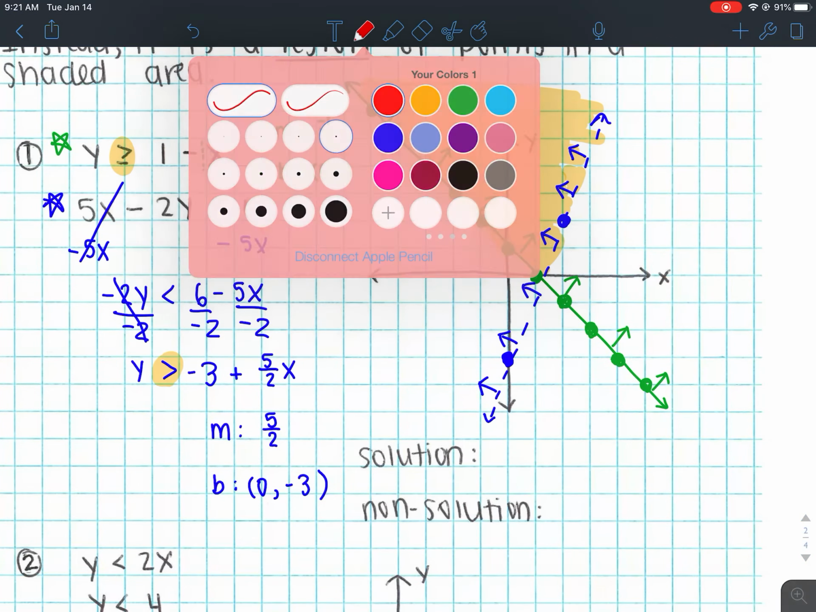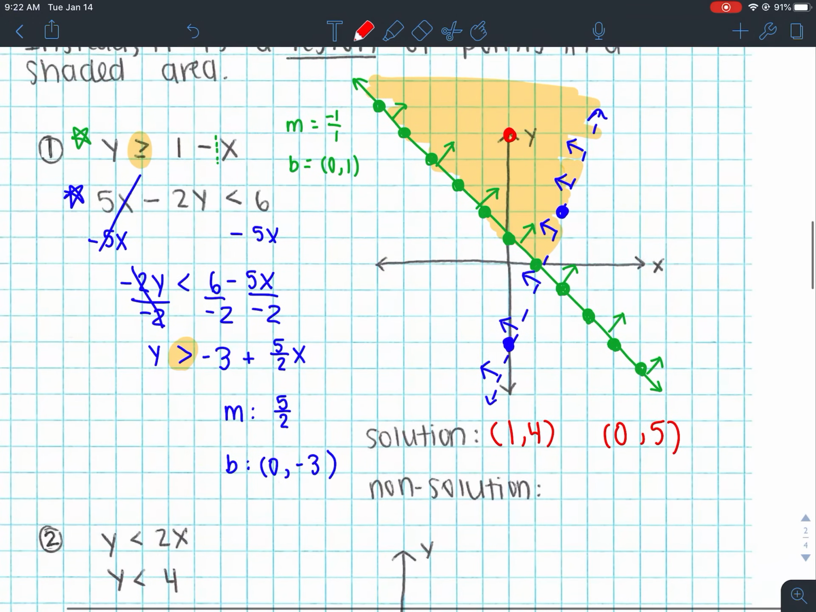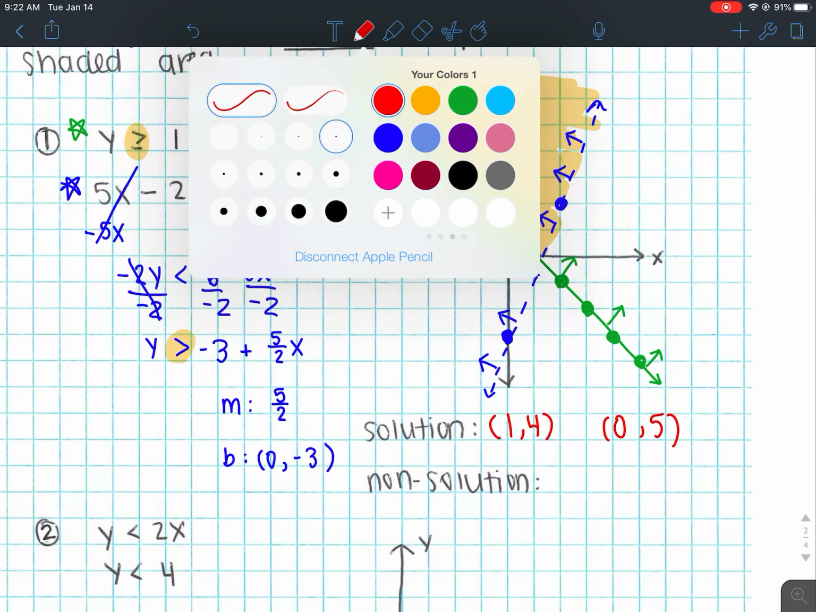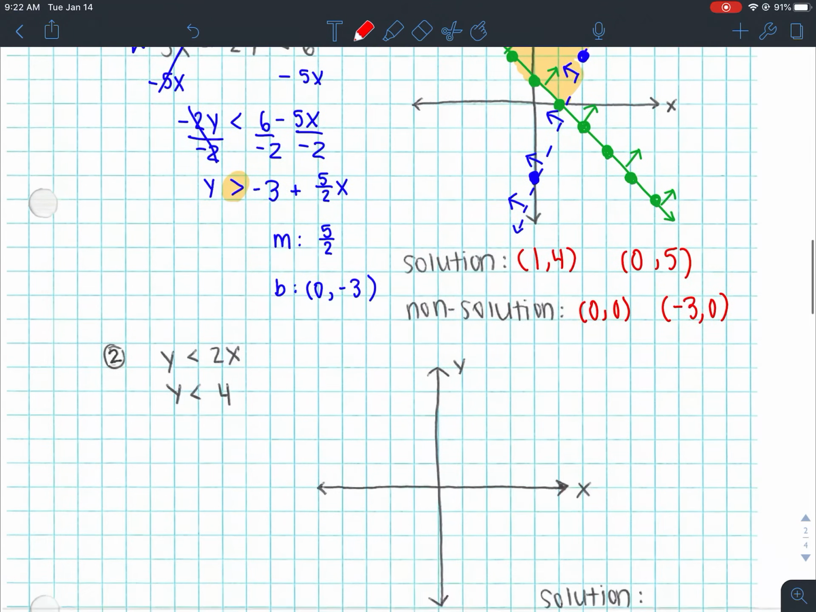Okay, and then the very last thing is we need to identify a solution and a non-solution. And so like I said at the beginning, your solution can be any point inside the shaded region. So a solution could be 1, 4. 1, 4 is in this shaded region here. Or I could have the point 0, 5. 0, 5 is right here, in the shaded region. So again, there's lots of types of solutions I could have. A non-solution would be something not in the shaded region, so maybe 0, 0. Or -3, 0, because -3, 0 is over here. So again, anything in the non-shaded region would be a non-solution.